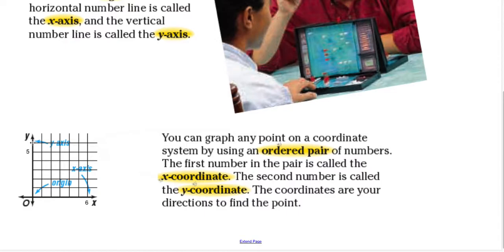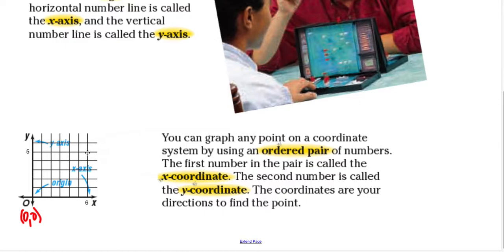So this is your vertical axis, and that's why it's called the y-axis. This is your horizontal axis, and this is called your x-axis. The origin is right there, and the coordinates of the origin would be 0, 0. That's the coordinate of your origin. You can graph any point on the coordinate system by using an ordered pair of numbers.